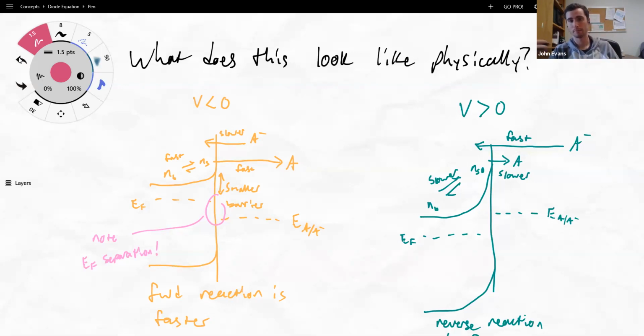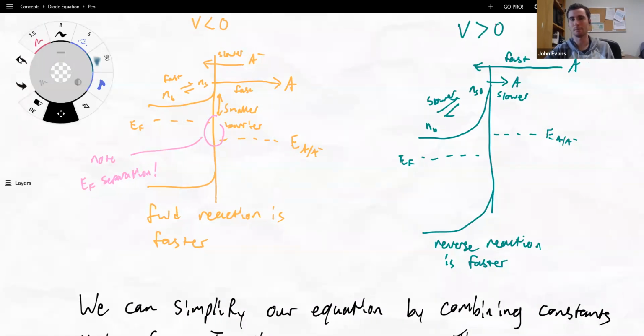We're adding more electrons. Whereas if we have a positive voltage, that pulls our bands down. Again, you can sort of see that with the Fermi level there. And the equilibrium here is going to be a little bit slower. We're going to decrease the concentration of electrons at the surface at equilibrium, which means that we are going to speed up the reverse reaction. We are going to speed up electrons getting added to the semiconductor. So that's what's going to be happening there. That makes sense physically and with our math.